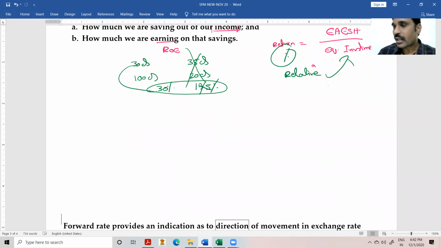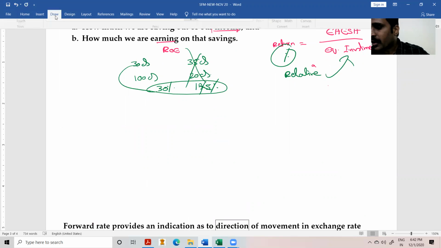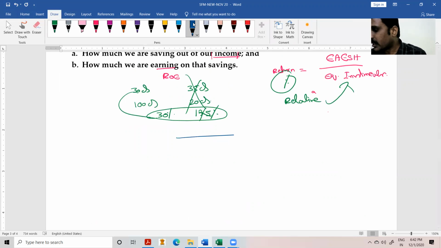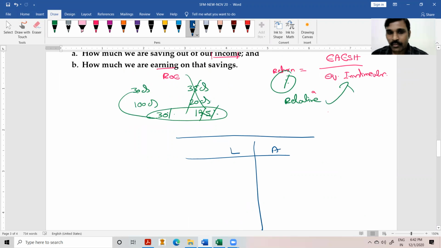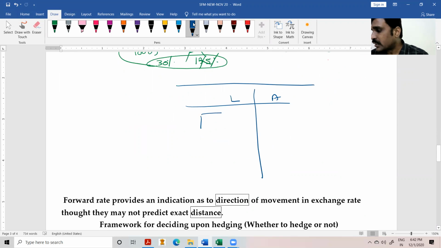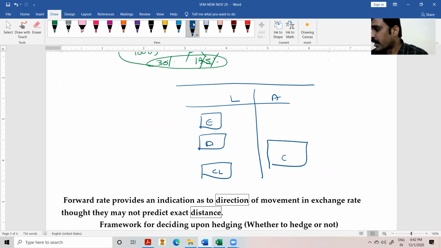Look at this point. If I take my balance sheet, liabilities and assets, on the liabilities side this is called equity capital and this is called debt capital. Together it is total capital, and this will be my current liabilities. And here it will be my current assets, and here it will be my fixed assets.